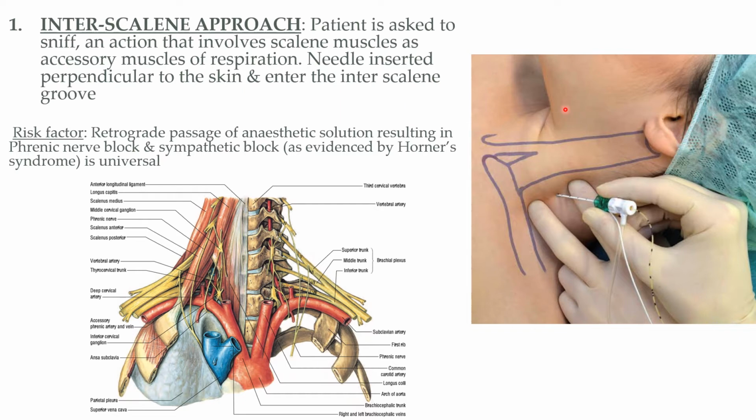In this condition, as you can see in the illustration here, the patient is asked to sniff because scalene anterior and medius are accessory muscles of respiration. During the sniffing maneuver, the patient makes the two muscles prominent in order to make the groove between them prominent, which is then utilized to inject the anesthetic drug around the nerves forming the brachial plexus.